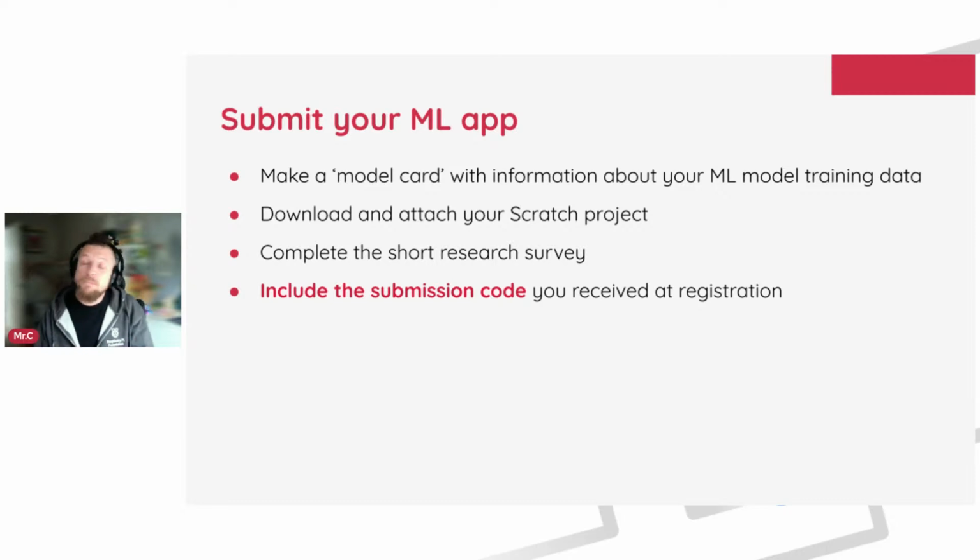When you do it, you're going to make a model card with all the information about your machine learning model and its training data, which is easily accessible on Machine Learning for Kids platform. And there's another video again with all the instructions on how to get that, easily available on our YouTube channel. You have to download and attach your Scratch project. Again, same video, there's instructions on how to do that. It's as easy as clicking save to your computer, bringing that file down and making sure it has your name in the Scratch file. And then completing a short research survey for us.